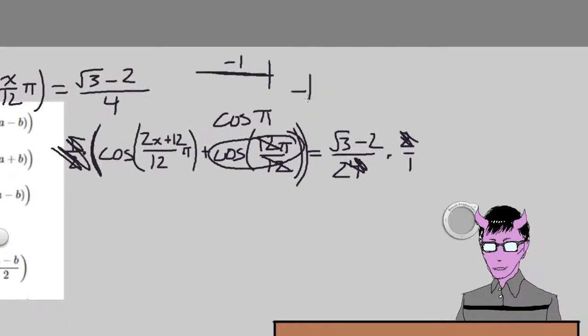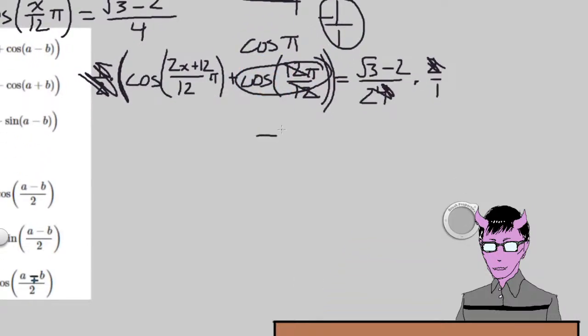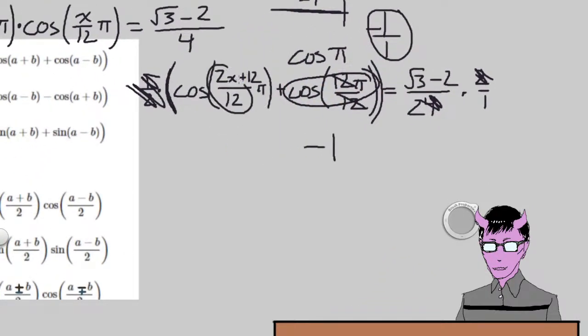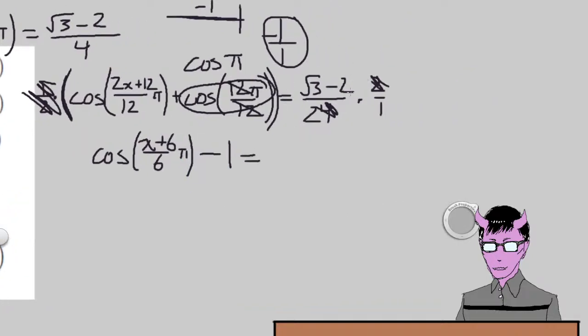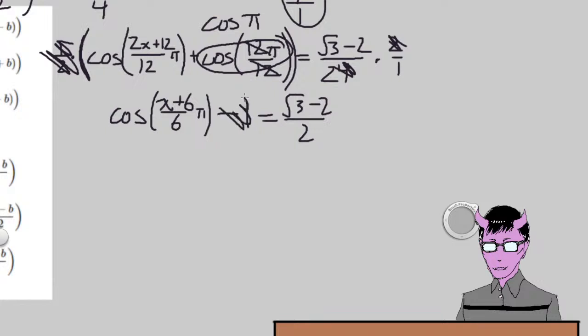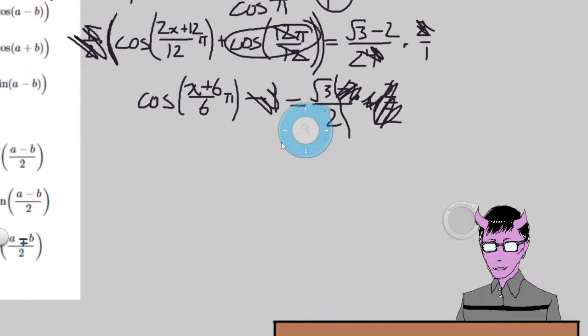Well, technically -1 over 1, but that one is just going to be -1. This one is simplifiable. We're going to get cosine of (x plus 6) over 6 with a pi on the side. Copy paste this nonsense. Hopefully it's not too confusing. It's (root 3 minus 2) over 2. Plus 1 to both sides. Plus 1. Plus 1. One equivalence at least. And we see that this one cancels with that one, leaving us with just root 3 over 2.